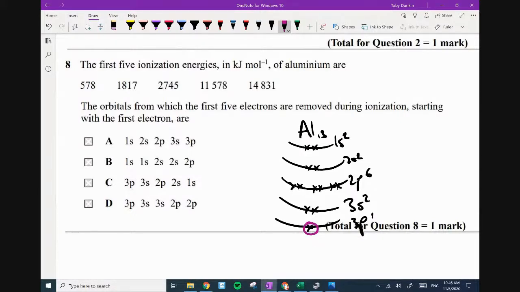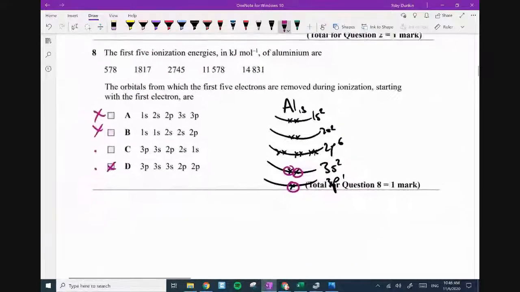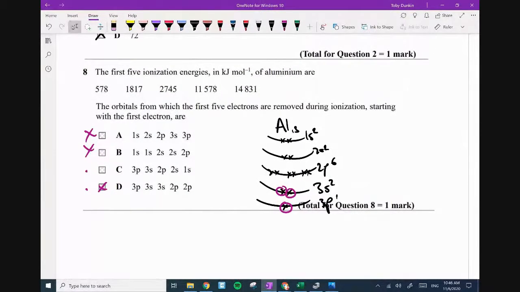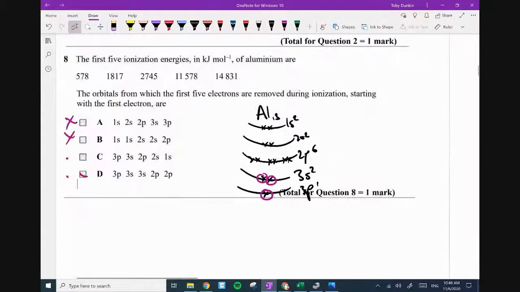Going to remove number 1 from the 3p. Correct. So straight away, it ain't A and B. It's either going to be C or D. Next electron comes from the 3s. That is correct. The next one then comes again from the 3s. Loving it. That's genius.